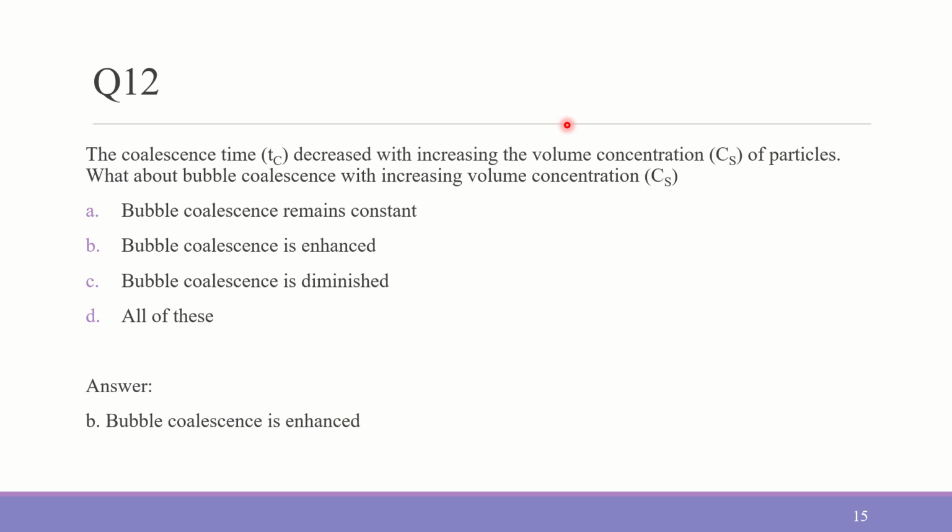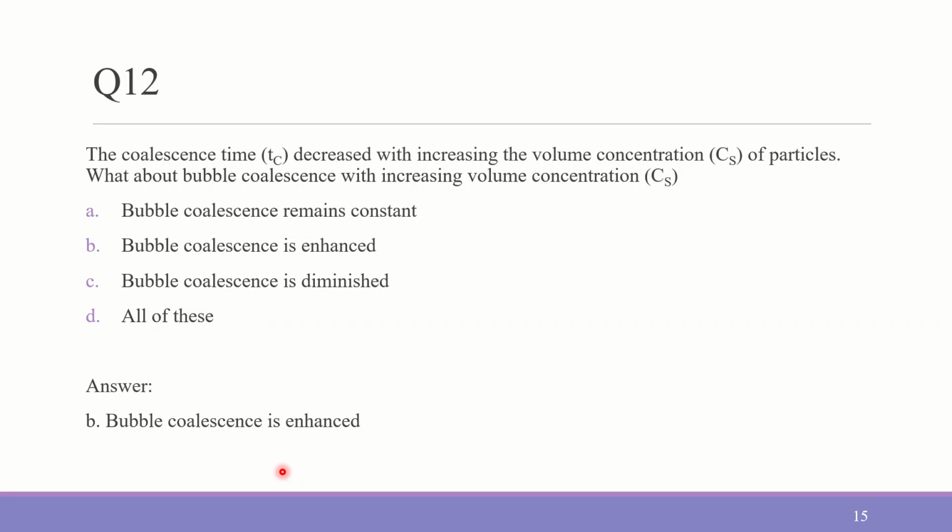When you are just increasing the volumetric concentration of particles inside the system, because of the increase in the particles, the coalescence time has decreased. Because of the decrease in coalescence time, the coalescence is enhanced, because the chances of coalescence have now increased. Compared to the previous case, even if the interaction time is constant, the bubble coalescence is improved. So option B is the right answer.